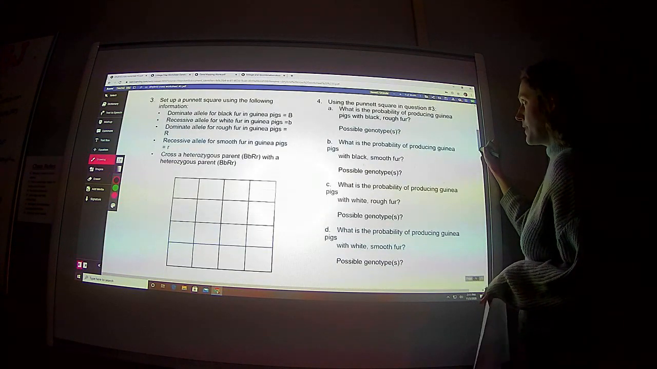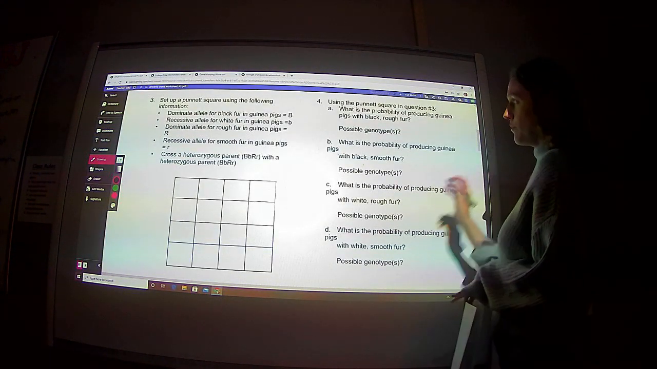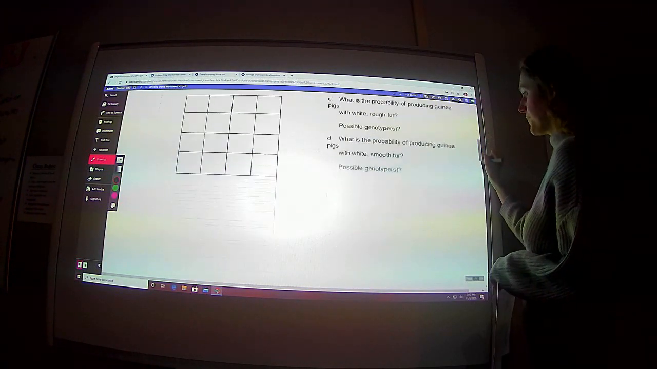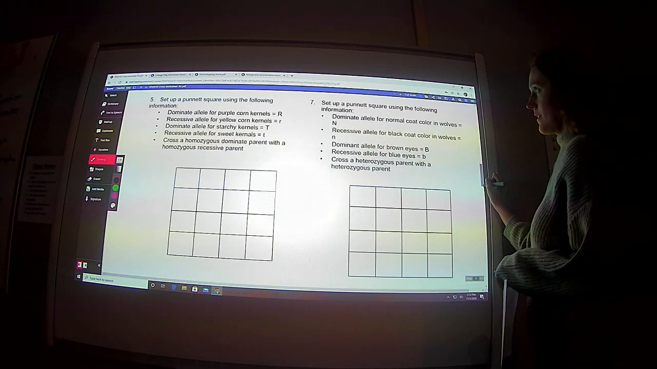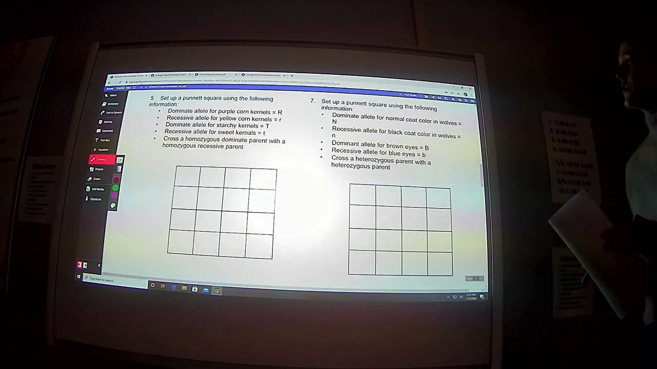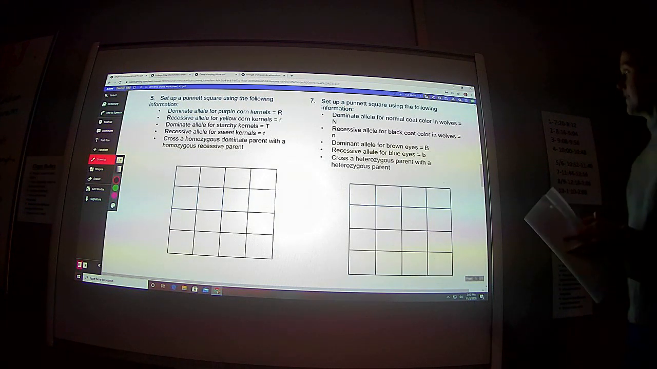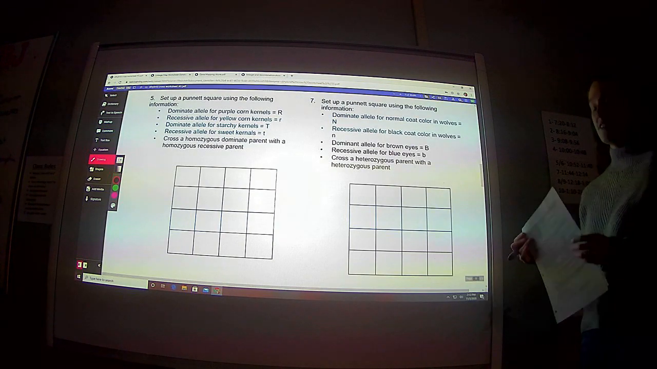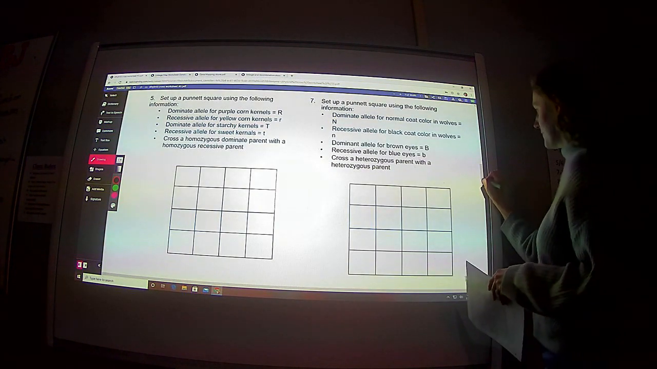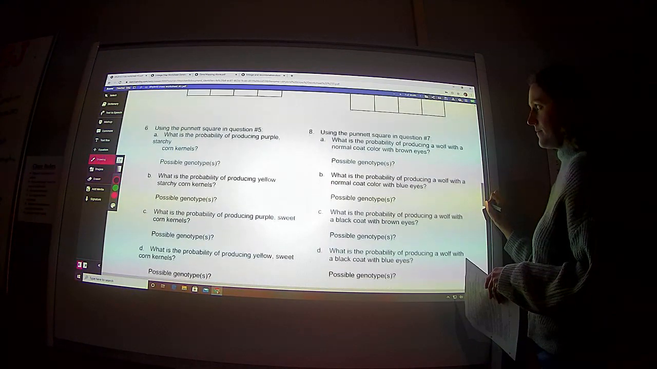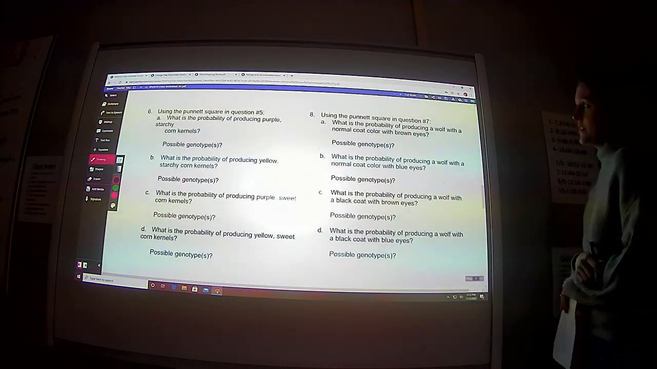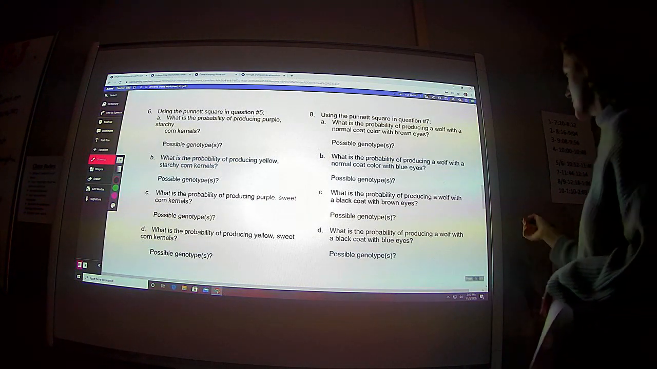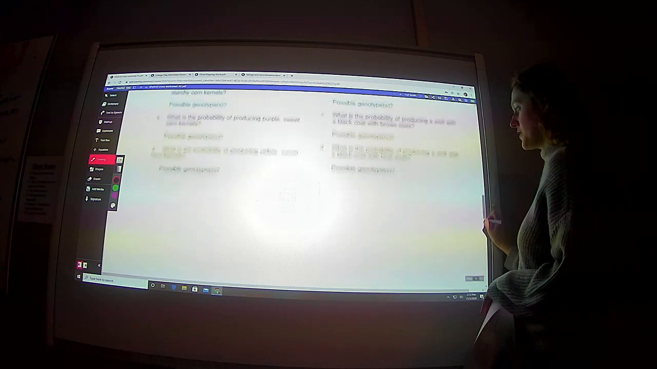Questions 3 and 4 are very much the same as questions 1 and 2. You work out the Punnett square, it gives you the cross, and you answer the questions here on the side. Question 5, you're just setting up a Punnett square along with question number 7. If you want to try to do it the shortcut way, you can. Questions 6 and 8 go along with questions 5 and 7, just the same as questions 1 and 2 did, and you're giving possible genotypes.